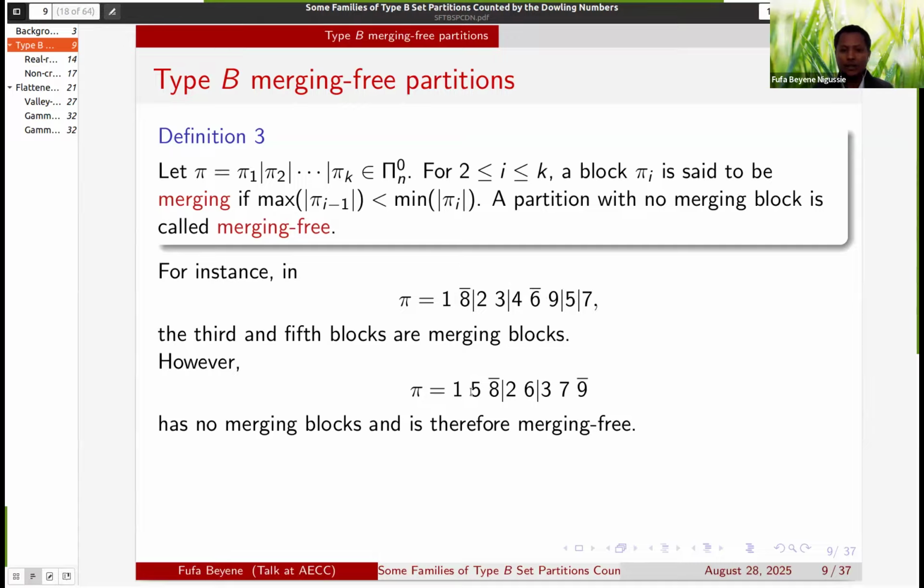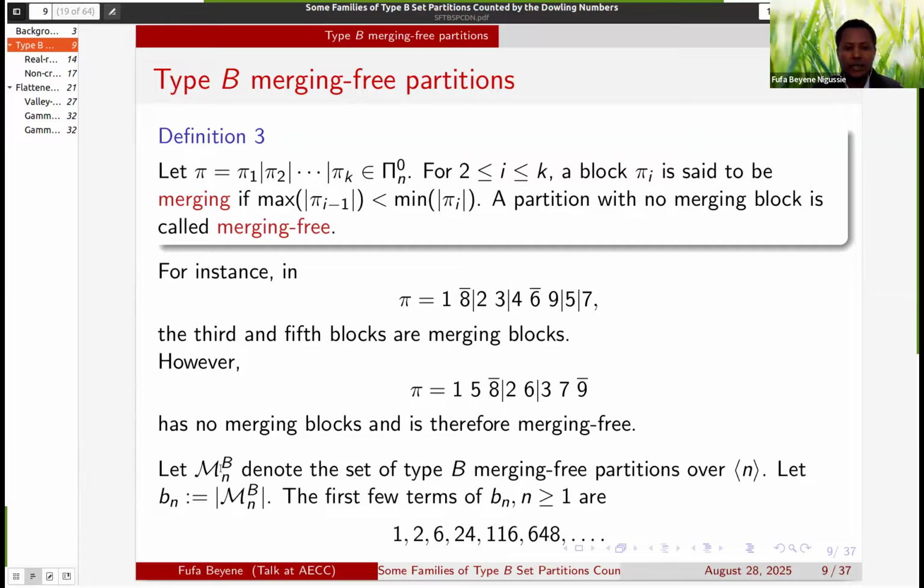What about this one? In here, you don't have merging blocks. So the partition is said to be merging free. Anyone here, the second block has minimal element here, which is less than the maximal here in absolute value. The third block here has minimal, which is less than the maximal here. So there is no merging block. And we call this kind of type B partition merging free.